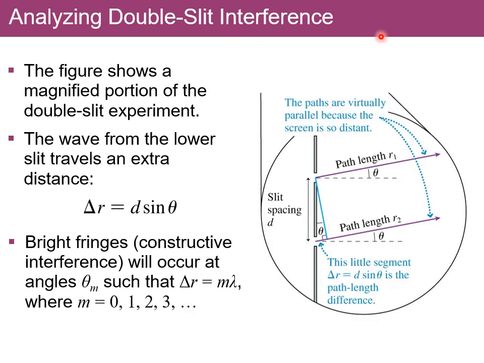We will get constructive interference between ray 1 and ray 2 anytime the path length difference is 0 or an integer multiple of the wavelength. We can say that the bright fringes occur at values of theta_m such that delta r equals m times lambda, where m equals 0, 1, 2, 3, and so on.